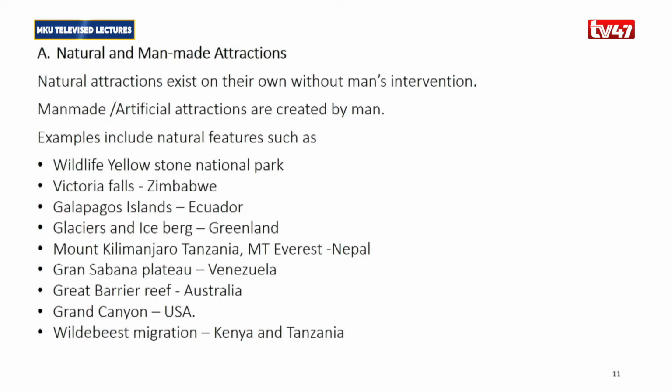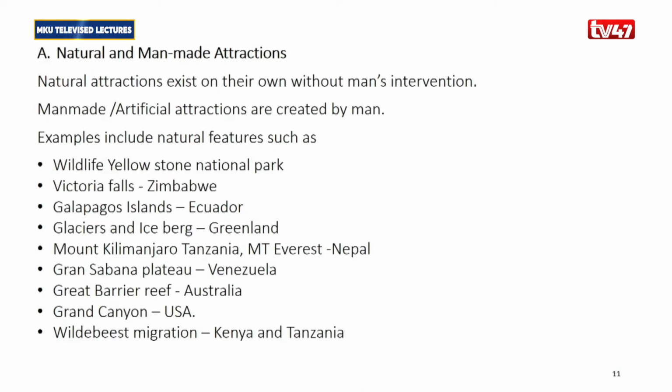We have Gran Sabana Plateau in Venezuela. And then we have the Great Barrier Reef in Australia, the Grand Canyon in the USA. Talk about the wildebeest migration, that is in the Masai Mara, found in Kenya. And then you also have the wildebeest migration, still in Serengeti in Tanzania. And that's why I put Kenya and Tanzania. So all of these represent natural attractions, and they are examples of natural features.